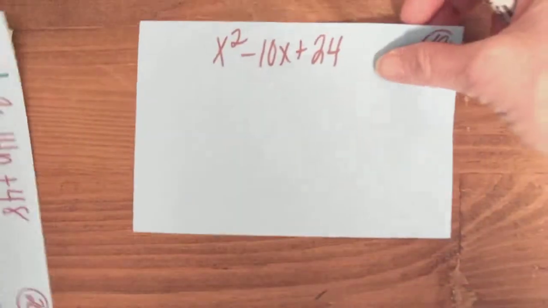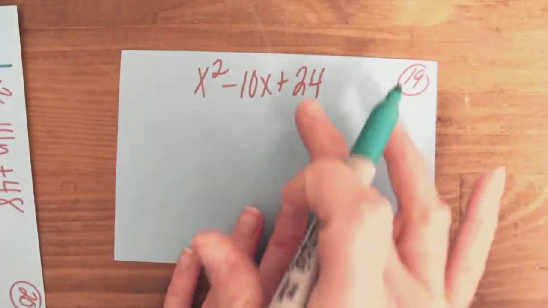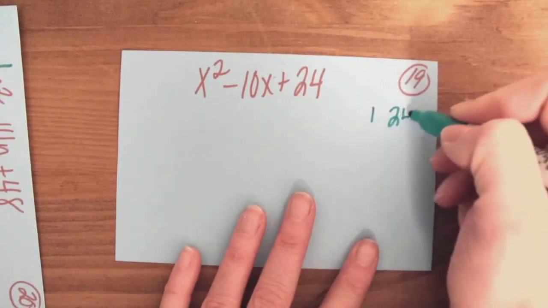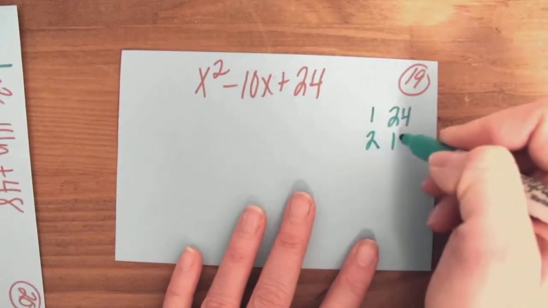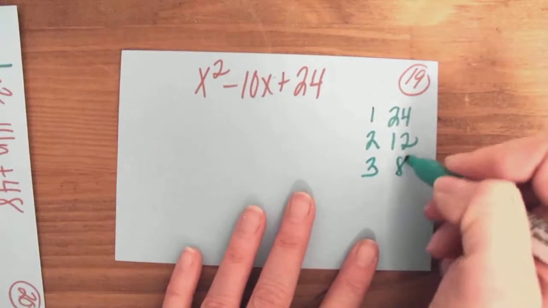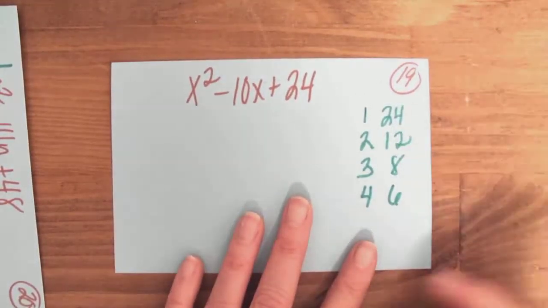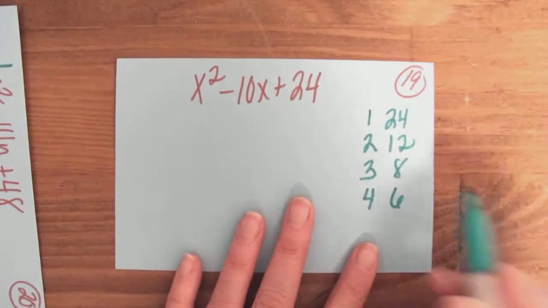Let's do another one. Here is the same idea. My number over here is 24. So either look at your factor sheet or use your calculator to create all the different ways you can get 24. I listed the 4 over here.